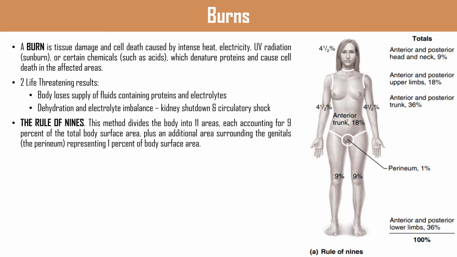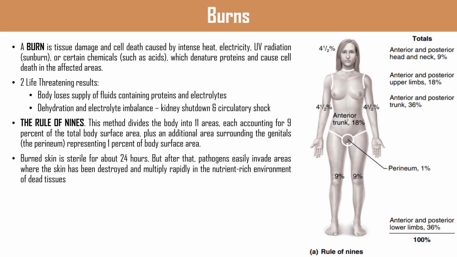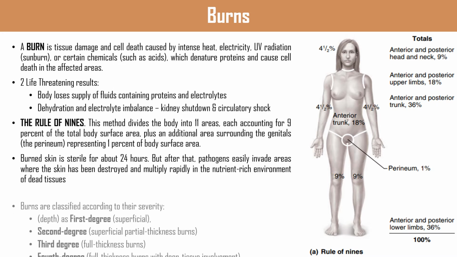We use the rule of 9 for this method. The rule of 9 method divides the body into 11 areas, each accounting for 9% of the total body surface area, plus an additional area surrounding the genitals, the perineum, representing 1% of the body surface area. Burnt skin is sterile for about 24 hours, but after that pathogens easily invade areas where the skin has been destroyed and multiply rapidly in the nutrient-rich environment of the dead skin.